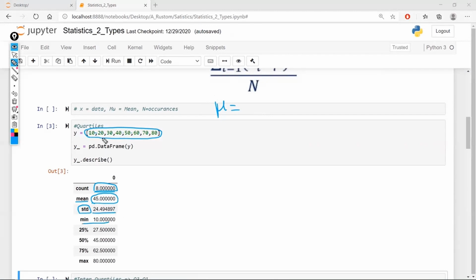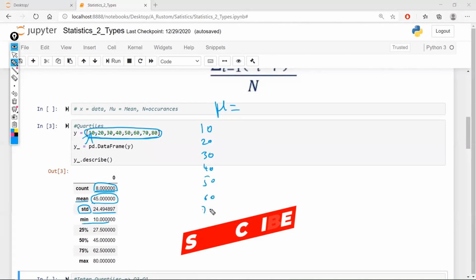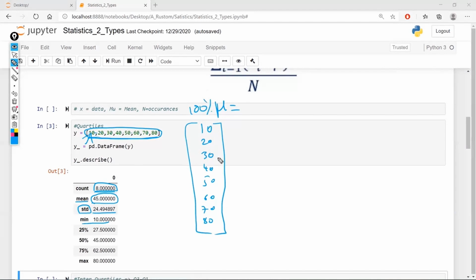And what is the minimum number? Yes, we have a minimum number. What is the 25th percent of this entire data? Say 10, 20, 30, 40, 50, 60, 70, and 80, right? Assuming this is 100% of the data, in that I'm going to get the 25th percent of this data. So if I take 25%, it is going to be 27.5. Let's say it's a quarter.